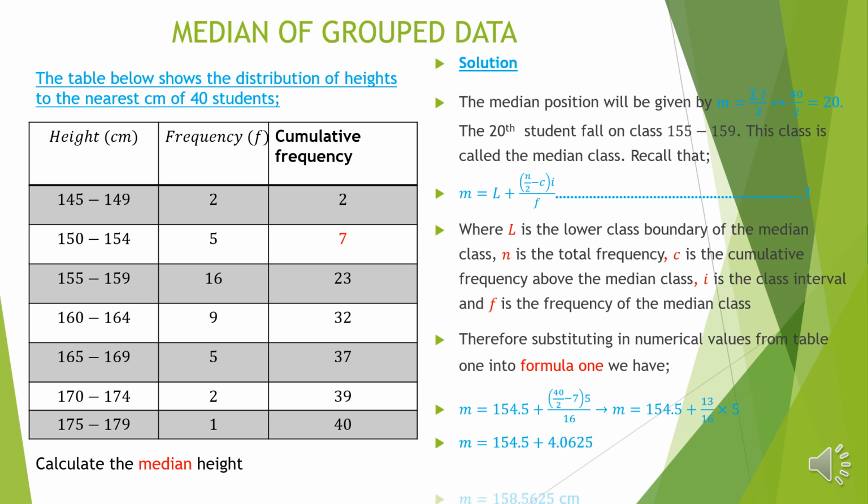Now, summing up, we have our median coming to 158.5625 centimeters. And therefore, this becomes our median height for that particular data.